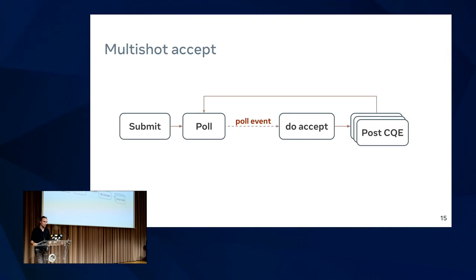So we've had for a while an accept request, a one-shot accept request. If we combine it with multi-shot, we can send just one accept request per socket. It will wait for new connections. When a connection arrives, it accepts it, notifies the user space as usual. It keeps sitting in the kernel, waiting for new connections, and repeats it again and again.